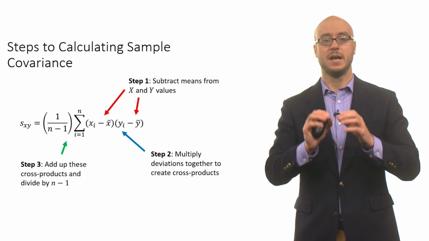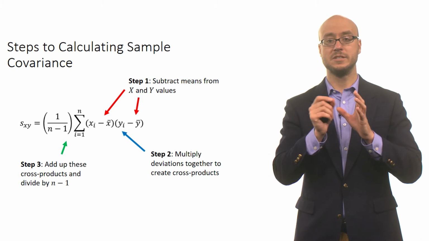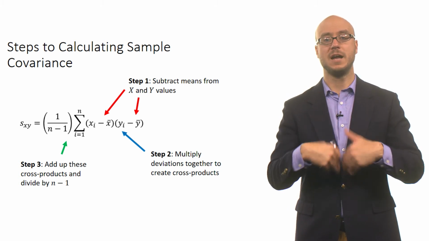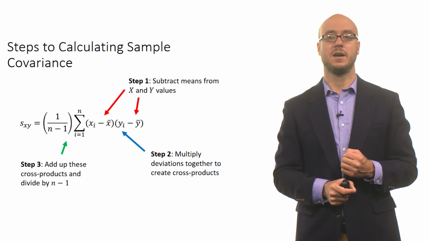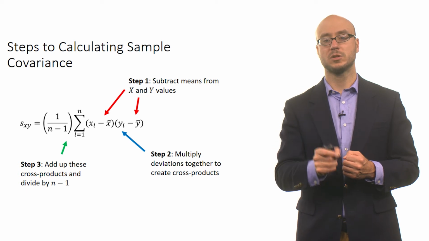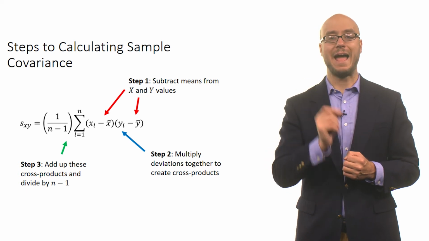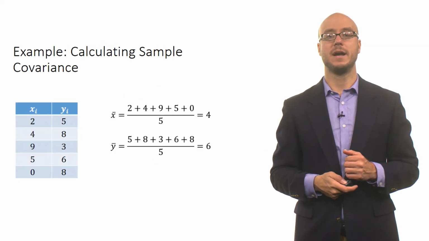So if you have 5 people, you're going to have 5 different cross products that you want to add up together. And then you take these cross products, you add them up, and you divide by n minus 1. In essence, you subtract the means from your x and y values, you multiply these deviations together, you add them up and divide by n minus 1.